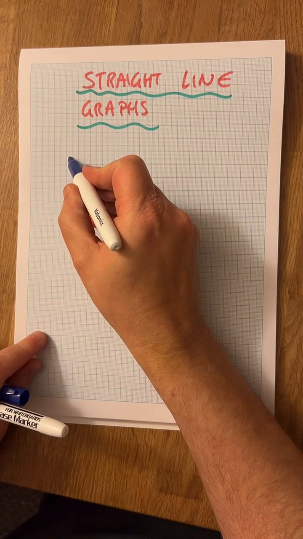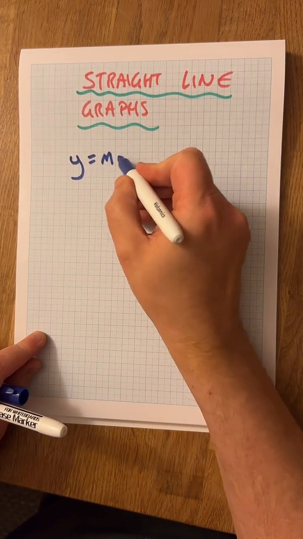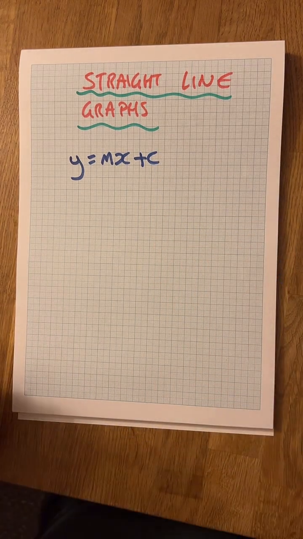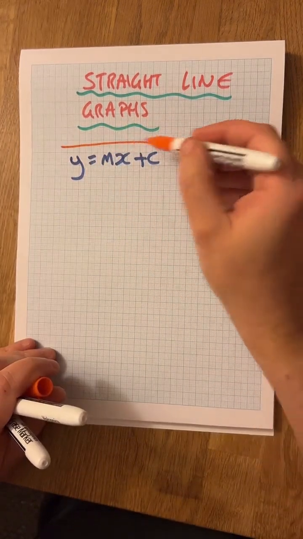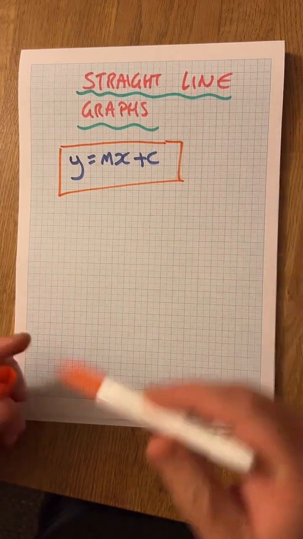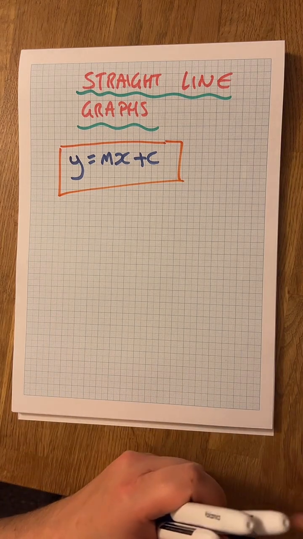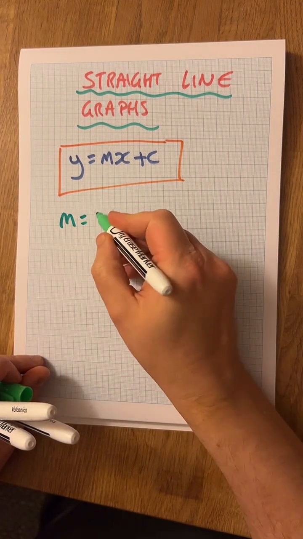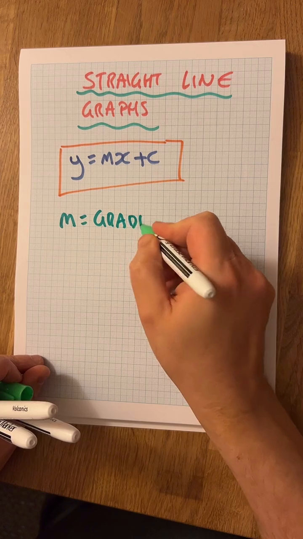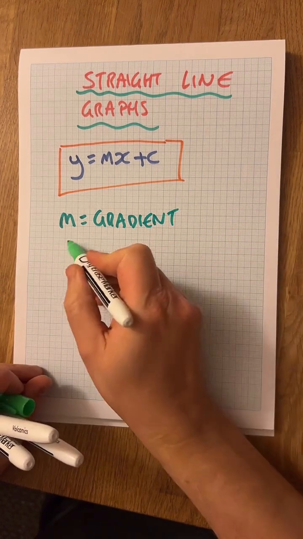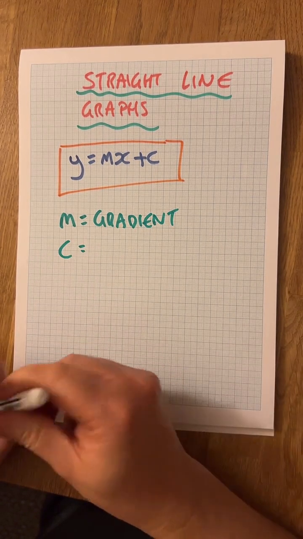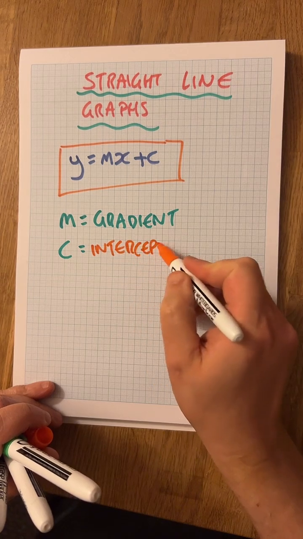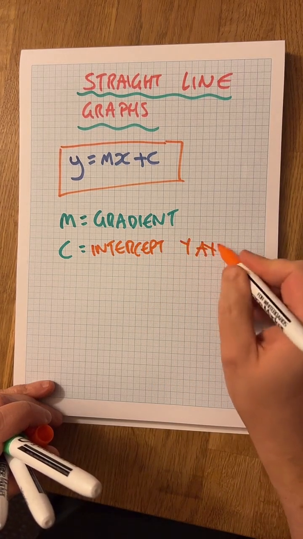Here's the formula for a straight line graph: y equals mx plus c. That is the law of a straight line graph. The reason why it's called a straight line is because it's a straight line. So y is just y and x is just x. M is going to be the gradient, how steep the line is. And c is just the intercept, where it crosses the y-axis. Why? Because it just does.